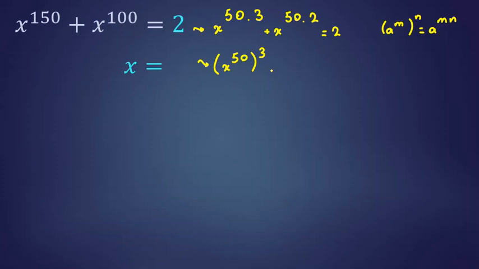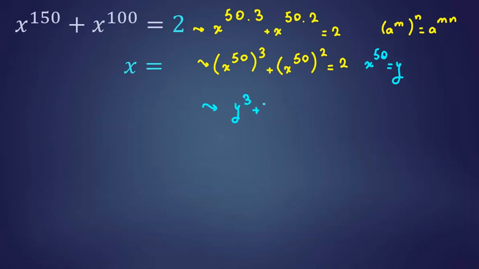Now, next step, we consider x to the power of 50, for example, equal to y. Here we can conclude what? We conclude y cubed plus y squared equals 2. One obvious answer we have is at x equal to 1, and here y equal to 1. So let's consider the first answer, x equal to 1.